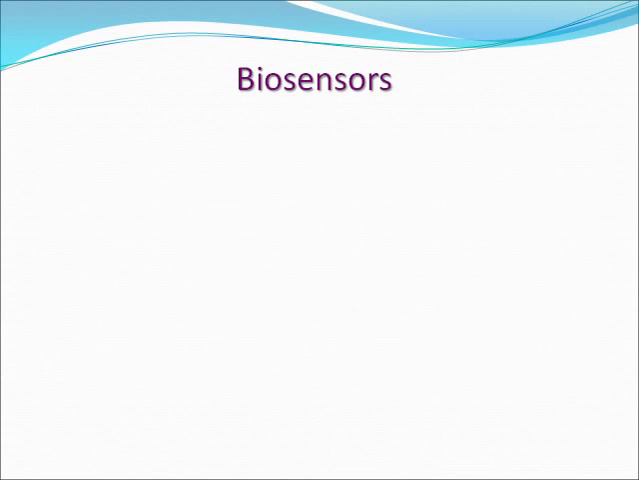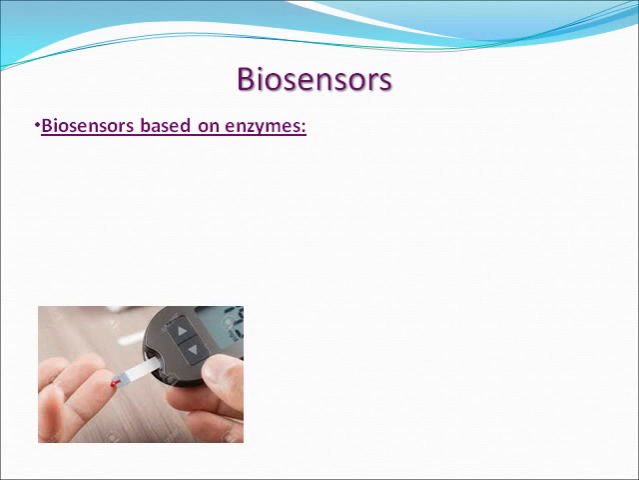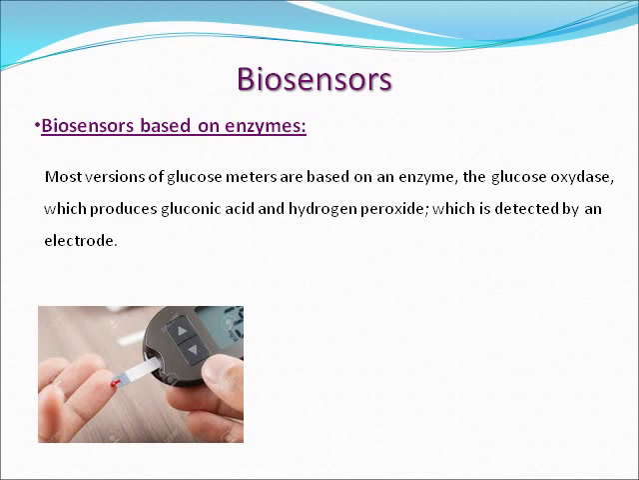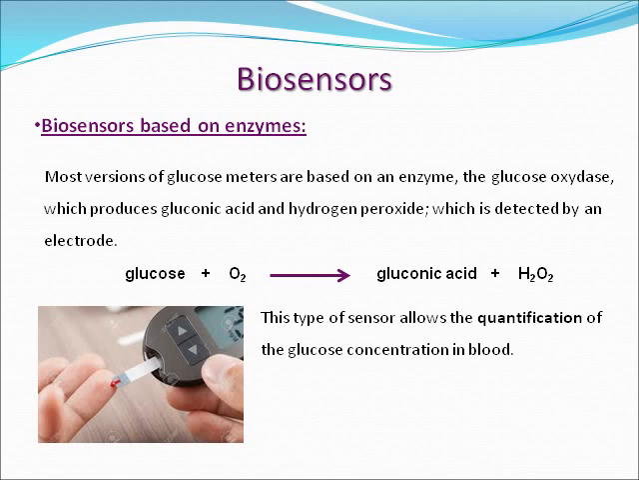The first sensor using a biological recognition element that was made was based on enzymes. It is a biosensor that is used by people having diabetes so that they can determine the amount of glucose they have in the blood. So most versions of glucose meters are based on an enzyme, the glucose oxidase, which produces gluconic acid and hydrogen peroxide, which is detected by an electrode. So here you have the chemical reaction that occurs. Glucose plus oxygen turn into gluconic acid plus hydrogen peroxide, H2O2. Then the electrochemical transducer allows the quantification of the concentration of glucose.